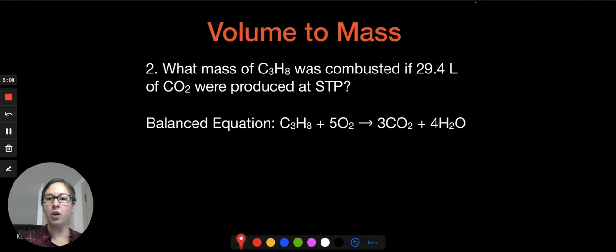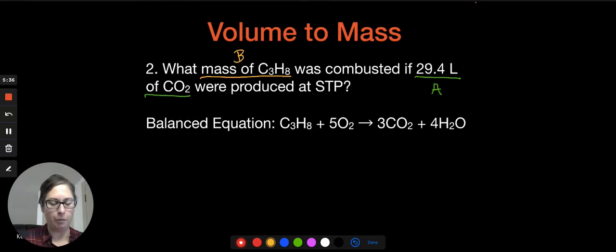Okay, so we can go between any of these. It doesn't matter which one's products or reactants at this point. And so we see that we had carbon dioxide that was produced, and we're starting with that. So that's going to be our A, even though it was the product, it's what we're given in the problem. So that's our A. And then we want to know the mass of that propane. So we want to know this.